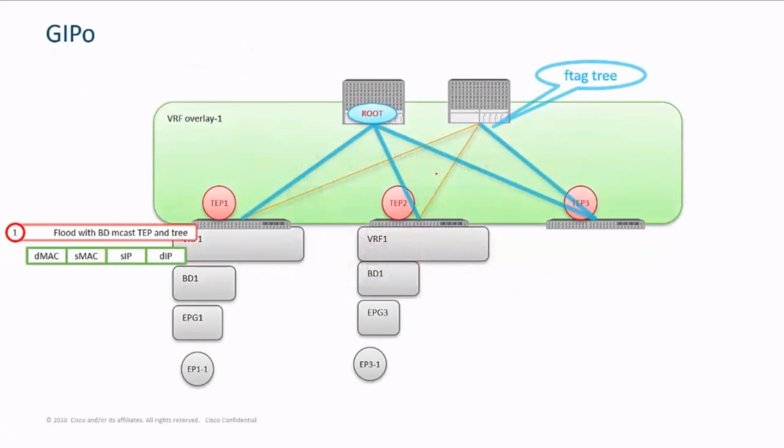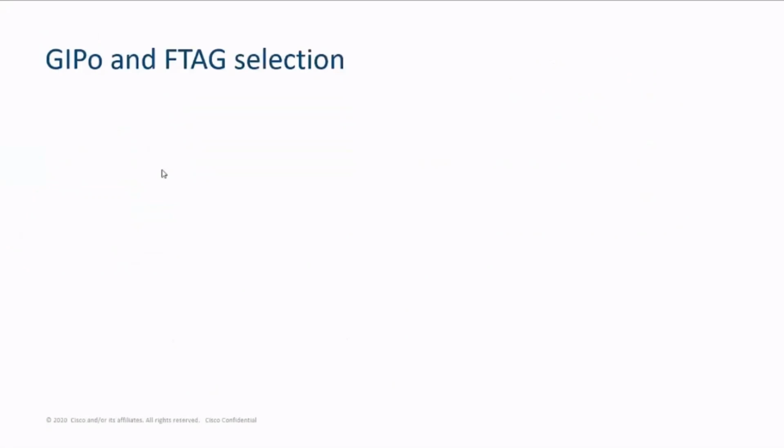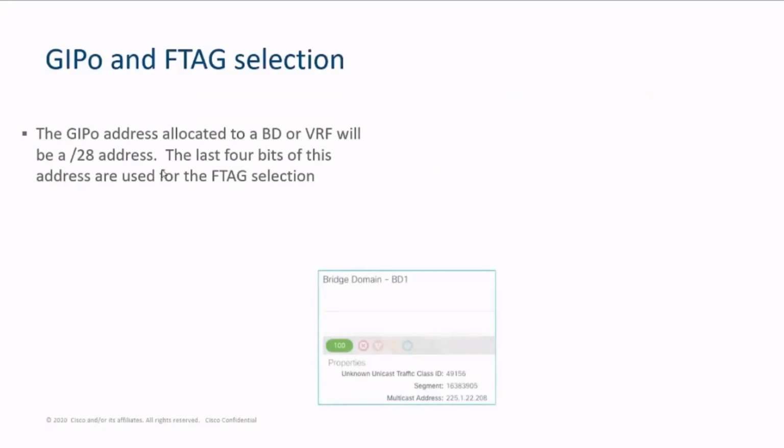I want to talk a little bit about that GIPO address. Remember, when we were flooding our unknown unicast traffic over the ACI fabric, I said, hey, look at this, there's this multicast address. What is this? Every bridge domain will get its own multicast address. Notice down there, we have that multicast address, and we can see it's 225.122.208 for bridge domain 1.